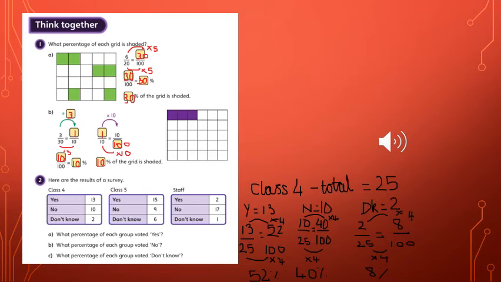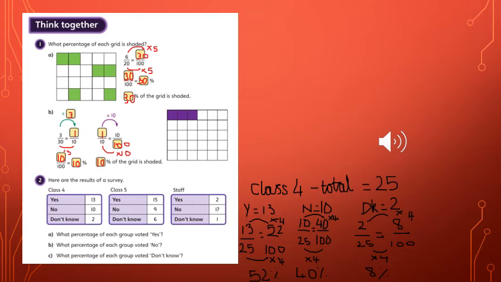So I know that 20% is 1/5. So to make a whole 100%, I have to times by 5. So if I times 20 by 5, it means I have to times 6 by 5 to give me 30. So it gives me 30 over 100, and that gives me 30%. So I know that 30% of the grid has been shaded.